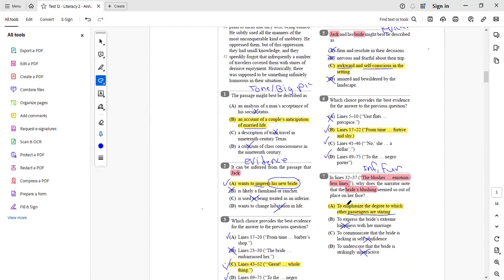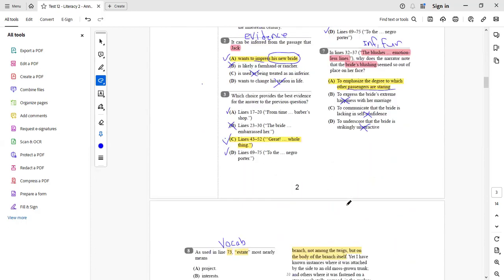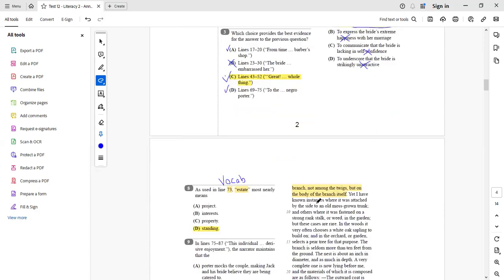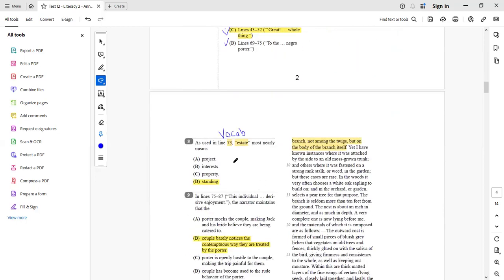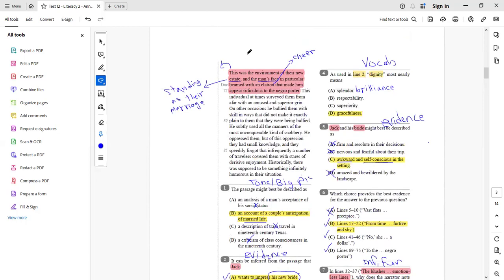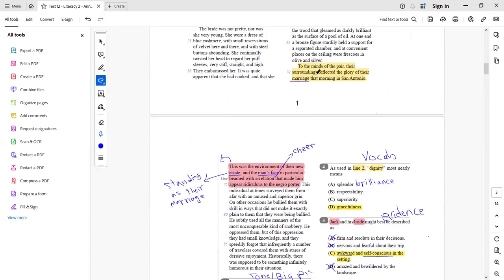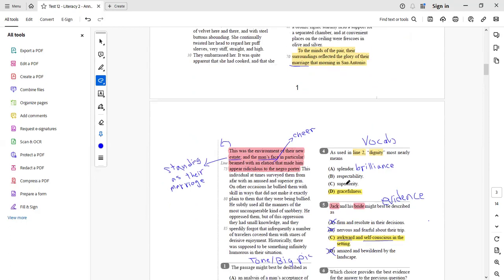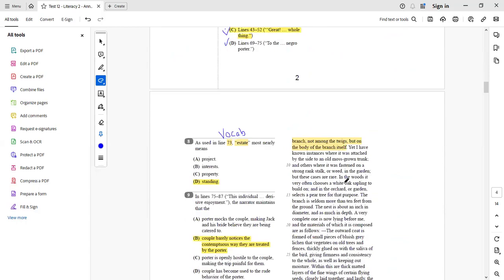This is 7. Number 8, Maram. As used in line 73, state most nearly means. Let's go to line 73, it was at the end of the paragraph. It says this was the environment of their new state. He was talking about the bride and the groom. And the man's face in particular beamed with an elation, he was happy, that made him appear ridiculous to the Negro porter. Okay, let's see what state means here.